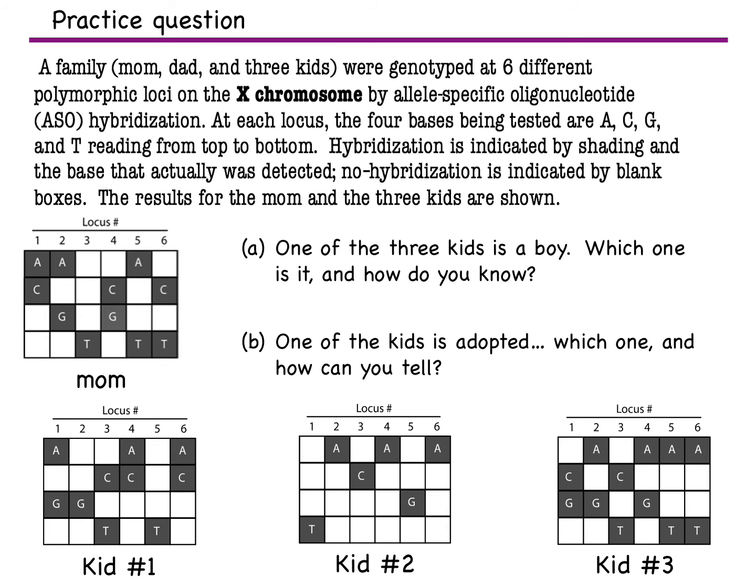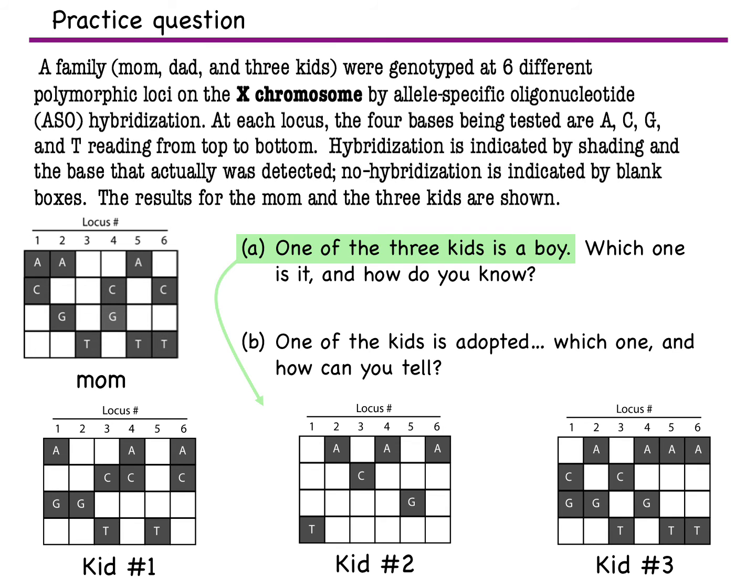All right, so the answer to A is the one that's a boy is kid number 2, and the reason you know that is because boys only have one X chromosome, and you only see one hybridization signal from each of these loci for kid number 2. With the other 2 kids, you see multiple hybridization signals for some of the loci. So kid number 2 must be a boy.